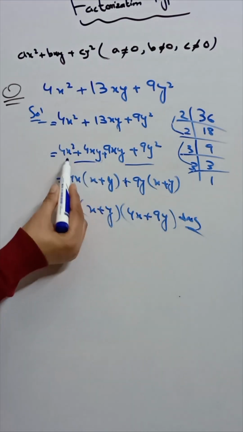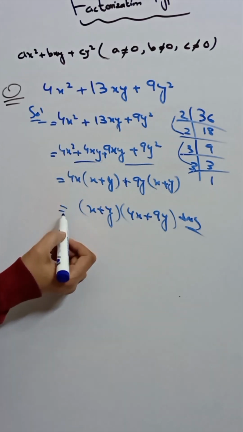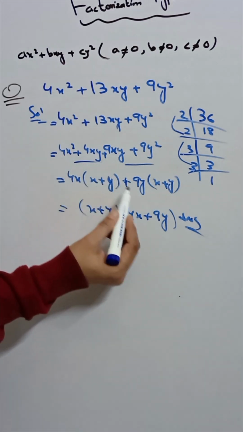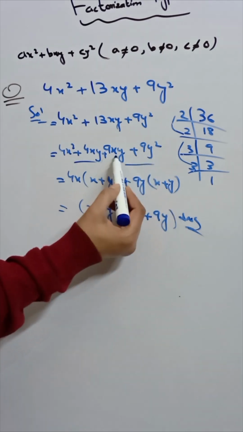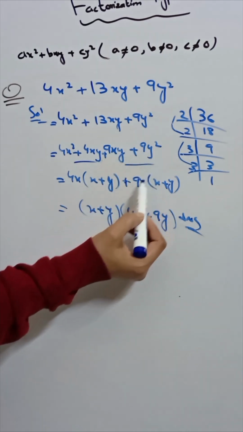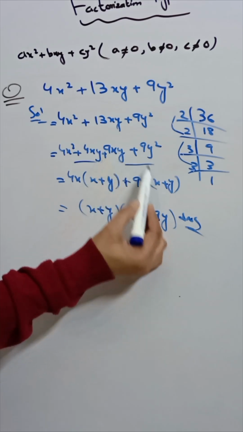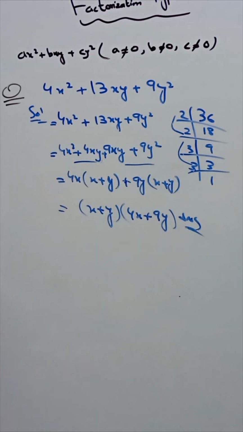So what is common here? 4x. What is left? x plus y. You got it? Next, what is common here? 9y. There is no more common x. So what is left? 9 ones are 9. x will remain the same and 1y will be left. It becomes x plus y, x plus y.